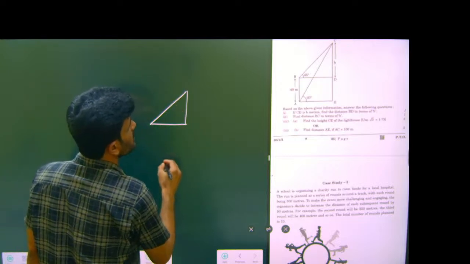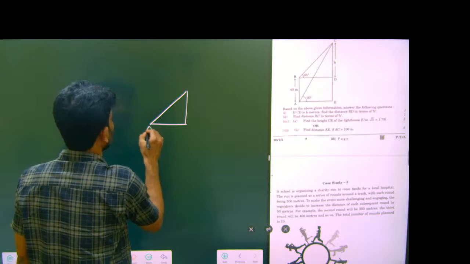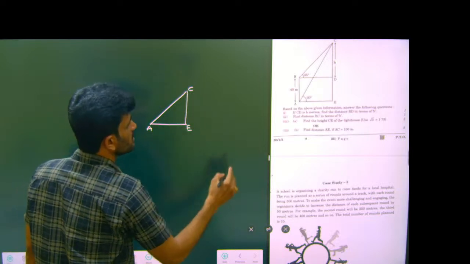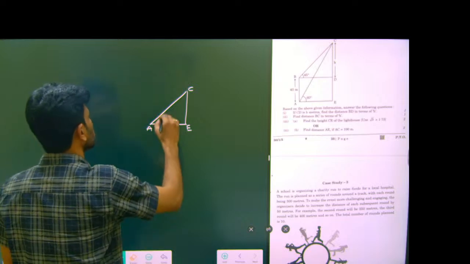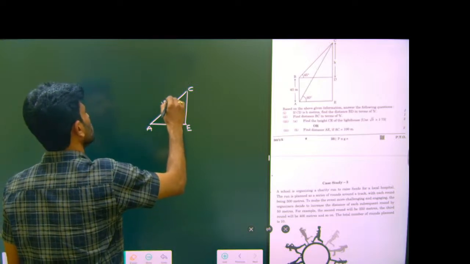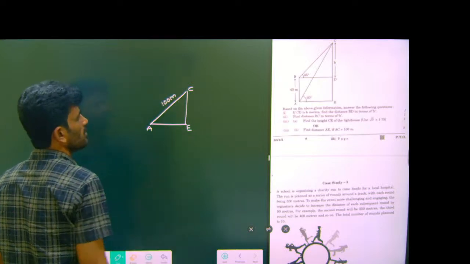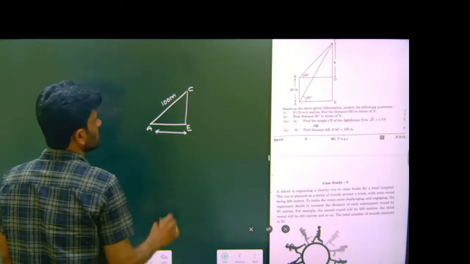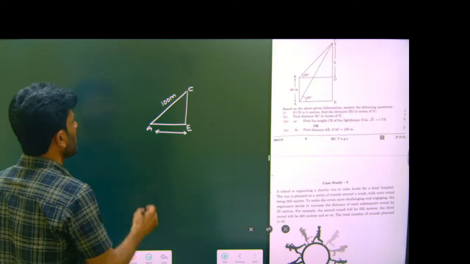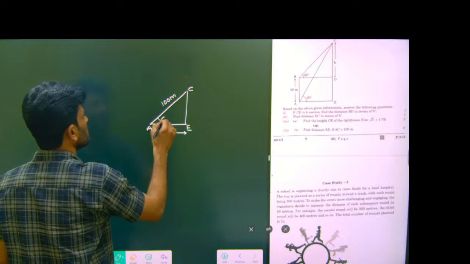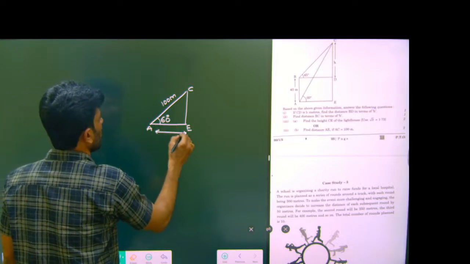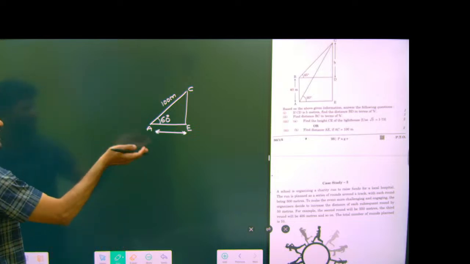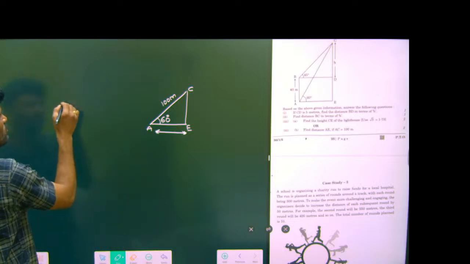AC, AE. So it is related to ACE again. In ACE, it is given AC is 100 meters, and they are asking to find AE. So in the triangle ACE, the angle here is 60 degrees. So we want the adjacent side. They have given the hypotenuse already. So with adjacent side and hypotenuse, which trigonometric ratio do we have to use?